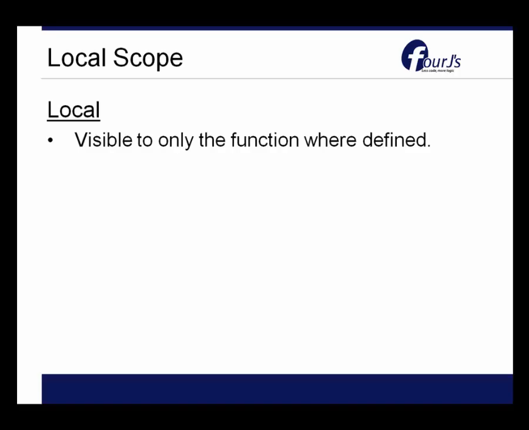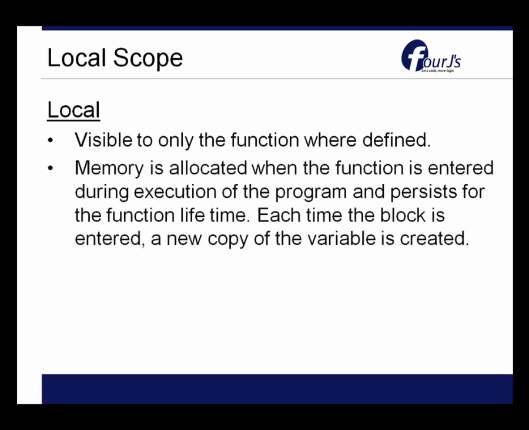Local scope variables, again, are defined locally within the function, and memory is allocated dynamically, meaning that it is allocated when the function is entered during program execution, and it persists for the function lifetime. Every time the block is entered during program execution, a new copy of the variable is created.